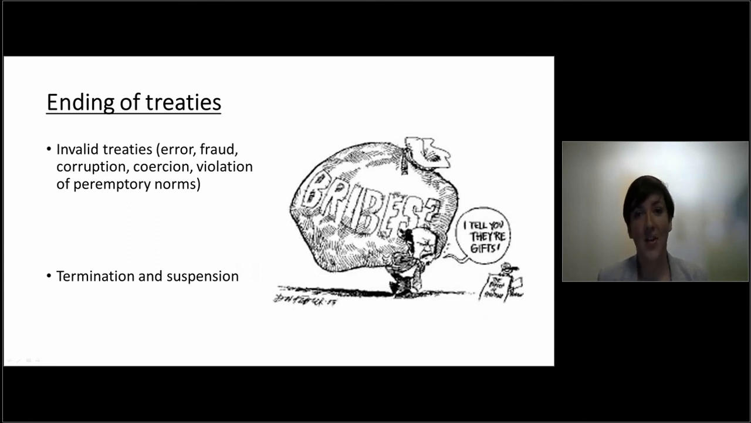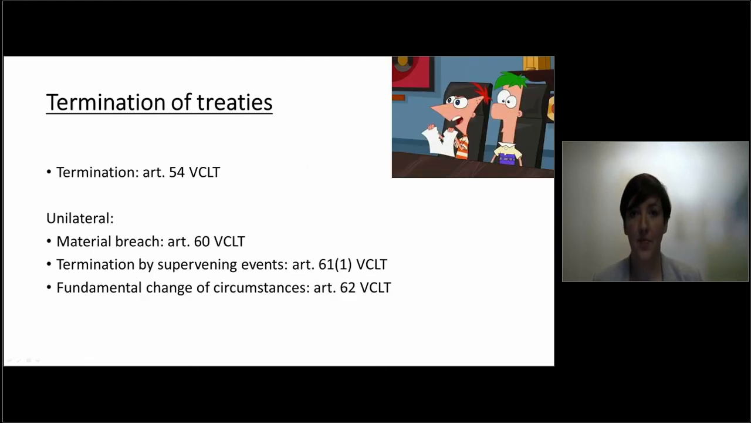Then the ending of treaties. So it can be the case that a treaty is invalid from the start. And that happens, for example, when there was a certain error made, fraud, corruption, coercion, violation of peremptory norms, jus cogens. But there's also the case that a treaty was valid for a certain time and was working for a certain time, but is terminated or suspended.